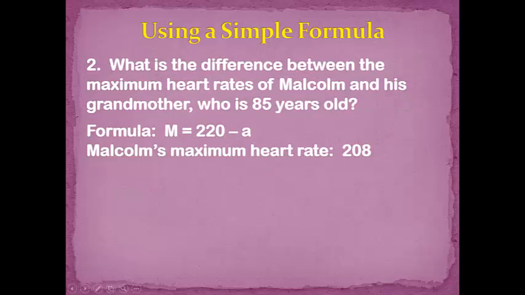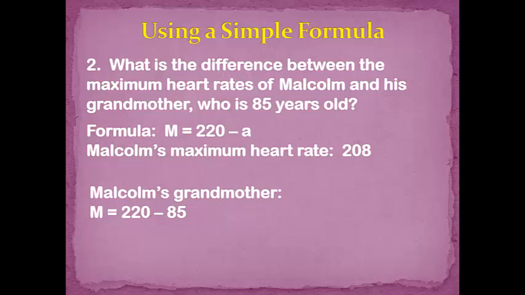Now we're going to use a simple formula for number 2. What is the difference between the maximum heart rates of Malcolm and his grandmother, who is 85 years old? In the previous problem, the formula was m equals 220 minus a. And we also know that Malcolm's maximum heart rate was 208. So we need to find out the maximum heart rate for Malcolm's grandmother. We will use the same formula, m equals 220 minus a. Malcolm's grandmother is 85 years old, so we will have m equals 220 minus 85. When we subtract, we get that m equals 135.